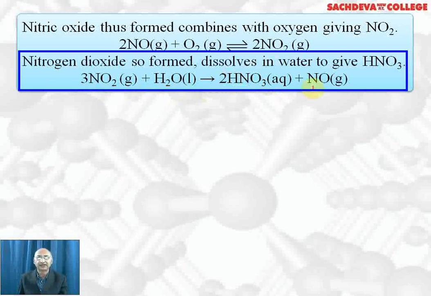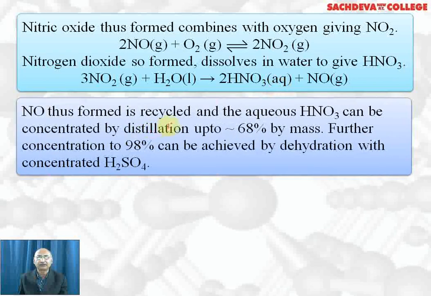NO is further oxidized and used again. So nitric acid is formed. NO thus formed is recycled and the aqueous HNO3 can be concentrated by distillation up to 68% by mass. Further, concentration to 98% can be achieved by dehydration with concentrated sulfuric acid.